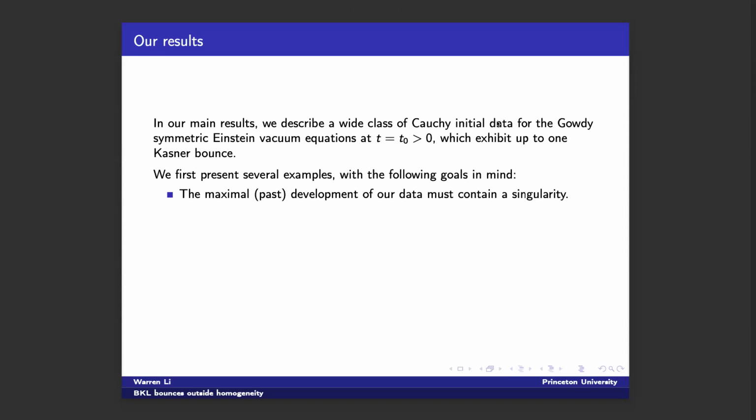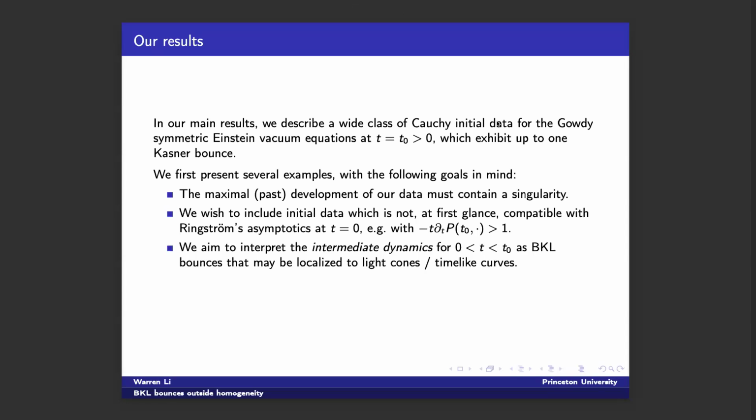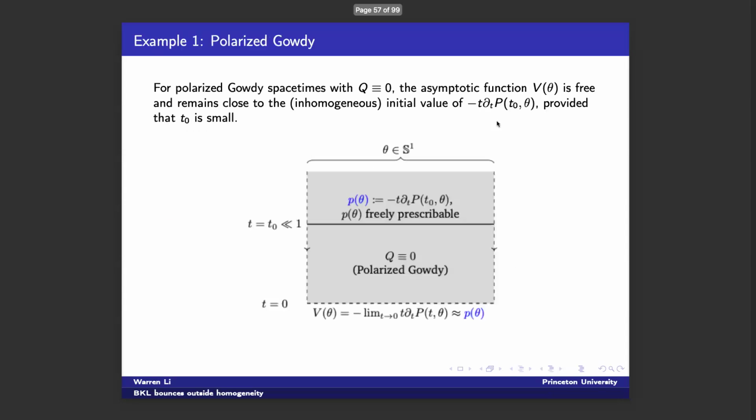What are the goals I have? I want the maximal past development to contain a similarity. I want to include initial data which is not at first glance compatible with Ringström's system. So I want to say, for instance, the data for this minus t away from singularities. I want to understand if something interesting happens between 0 and t naught, then I really want to understand this as a BKL balance. And I want to include everything that is very spatial.